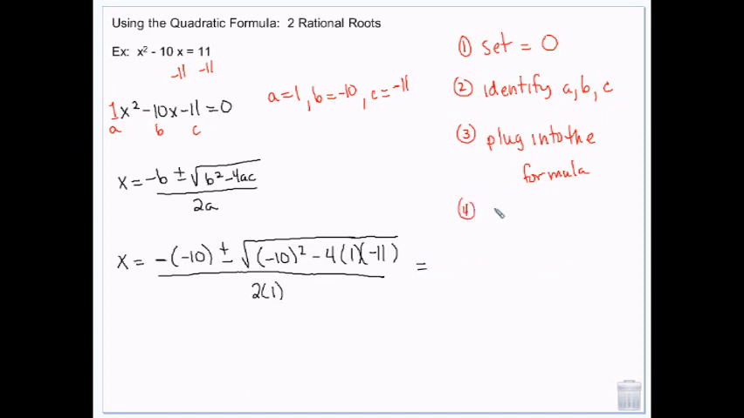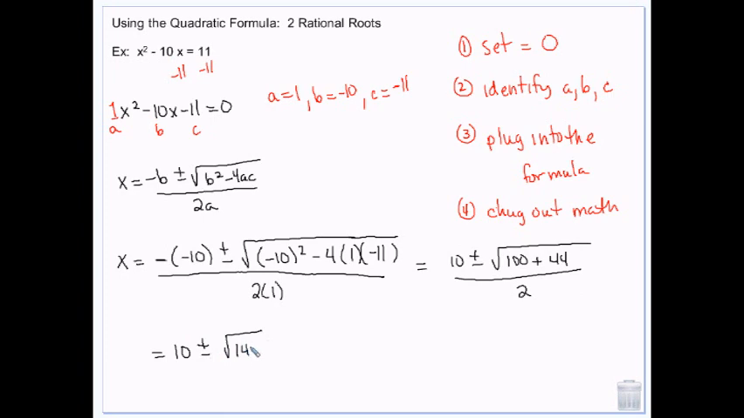Now we're going to do what I like to call, so we plug and then we chug. So we plug in the numbers and then we chug out the math. So first of all, I'm going to deal with this negative negative 10. That's positive 10. 10 squared is 100. Negative 4 times negative 11 is positive 44. 2 times 1 is 2. Any questions from there to there? Okay. So then I have 10 plus or minus the square root of 144 over 2.